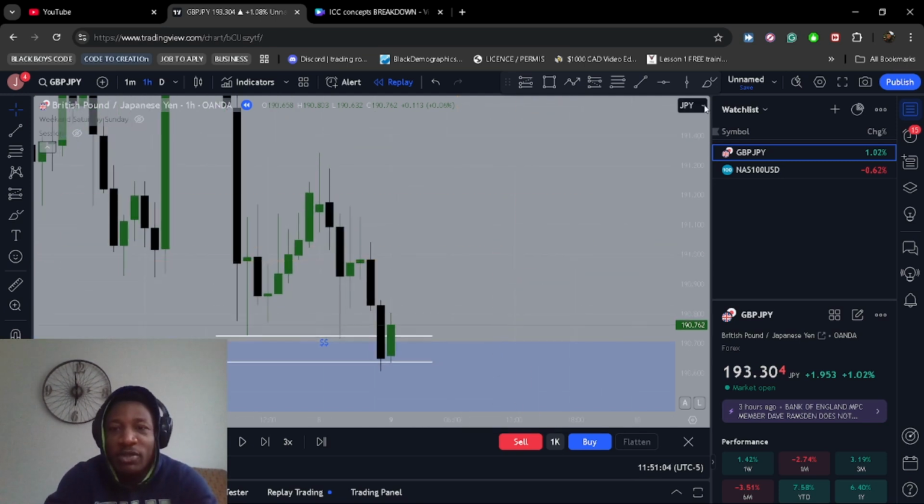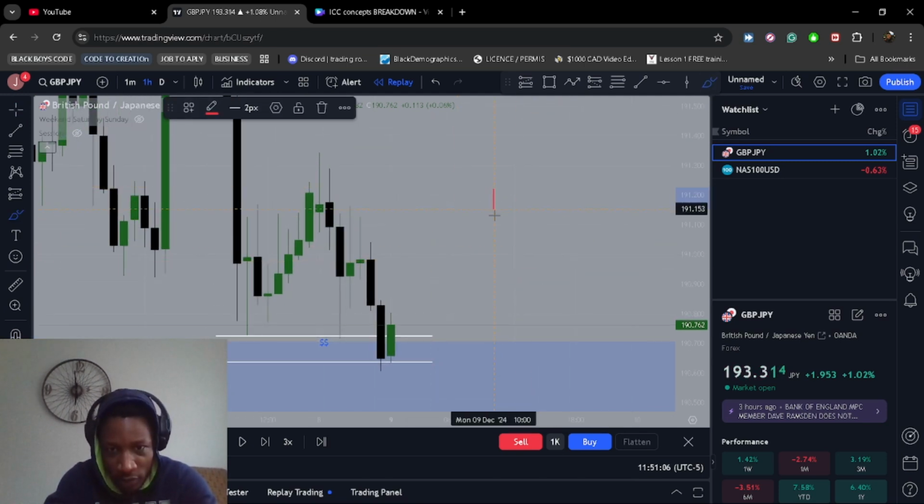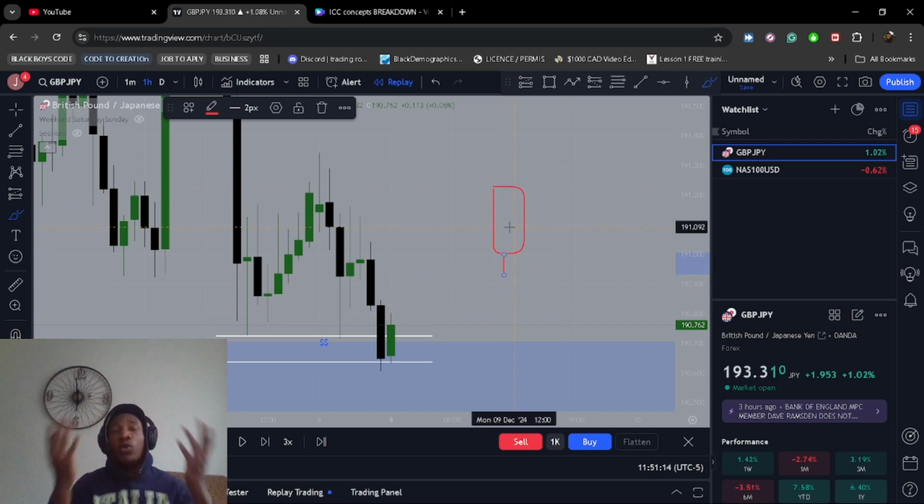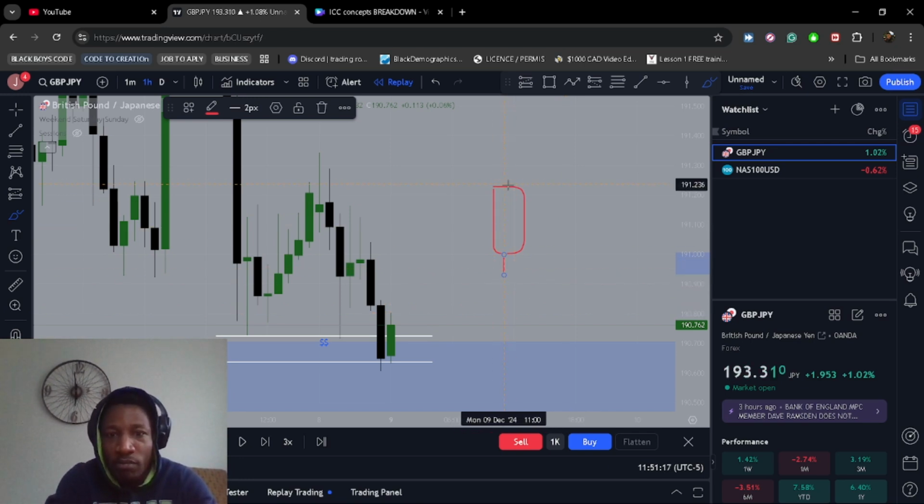Yes, but at the same time, bro, a shooting star needs to look like a shooting star. This right here is a shooting star, right? Because clearly you can see it looks like it wants to go up. But maybe we have a small wick here, which is fine. The point is, it still looks like a shooting star.